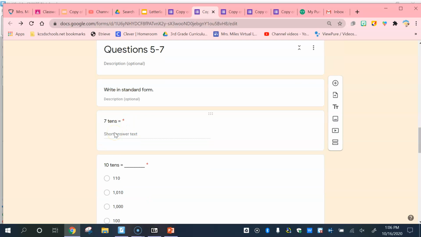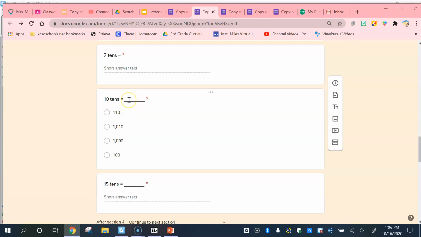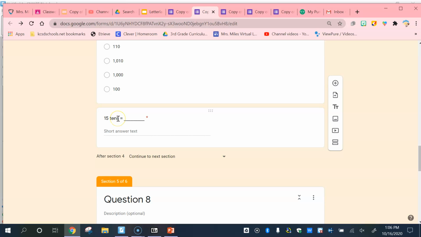Write in standard form 7 tens, just like we did earlier. 7 tens, you just count 10 7 times. 10, 20, 30, 40, 50, 60, 70. What about 10 tens? Let's count that out. 10, 20, 30, 40, 50, 60, 70, 80, 90, 100. And 15 tens. 10, 20, 30, 40, 50, 60, 70, 80, 90, 100, 110, 120, 130, 140, 150.